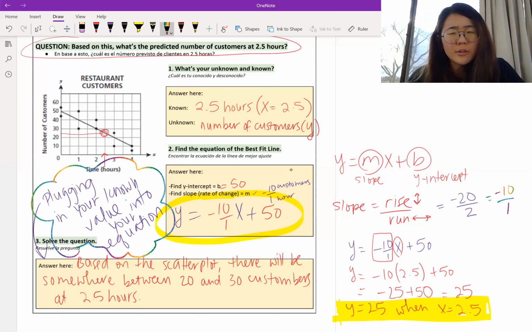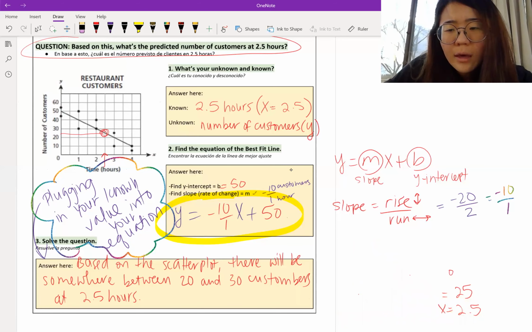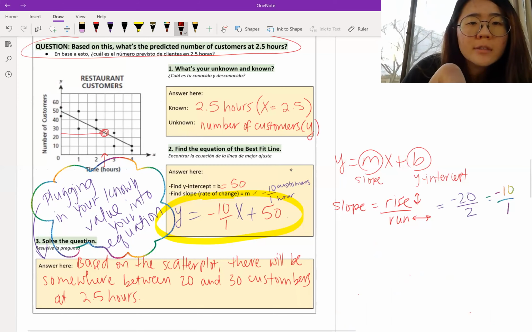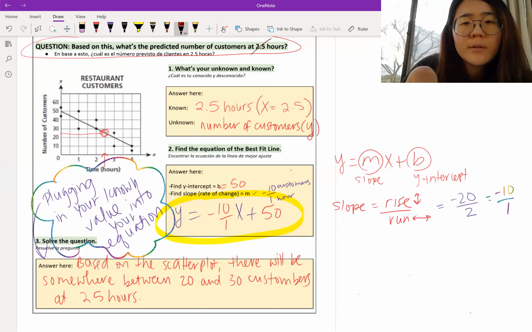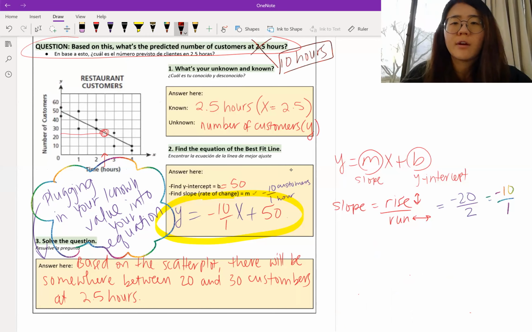So let me just do another quick example, just so you guys know how to do this. What if it wasn't 2.5 hours? What if it was, let's say, 10 hours? What if that's what we're trying to figure out? What if that's our known? So if we're trying to figure out 10 hours, we could literally do the same thing.